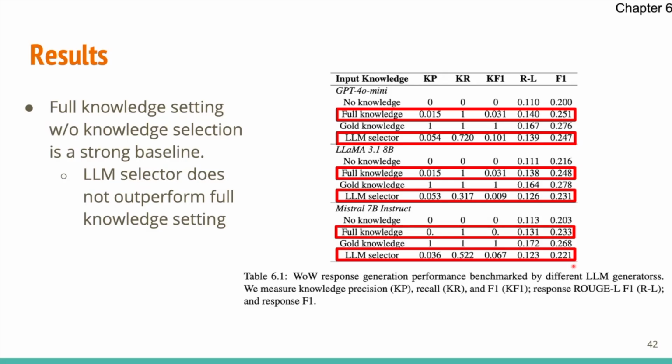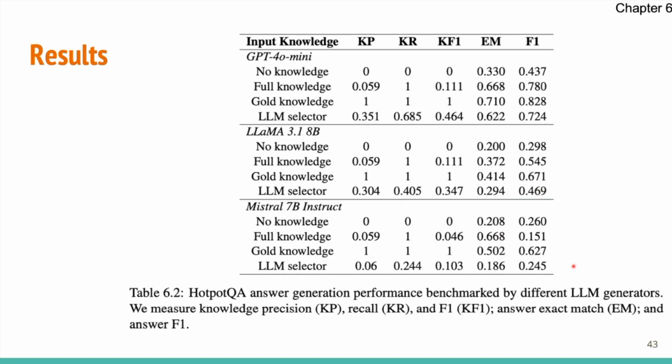Further, the full knowledge setting without knowledge selection is a very strong baseline. We used the same LLM as the generator for knowledge selection, but none of these LLM selectors outperforms the full knowledge setting. And we found a similar trend for the HotpotQA dataset as well.